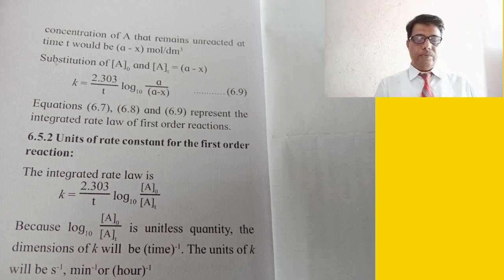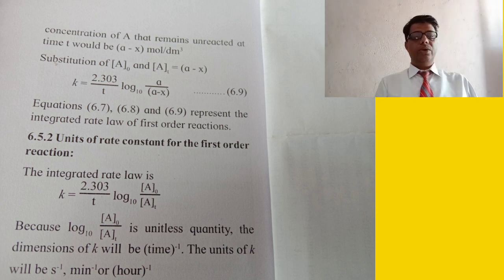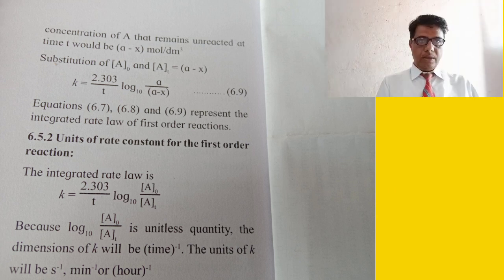So we can write three equations. First one, k is equal to 2.303 upon t log to the base 10 A_0 upon A_t. This is the first form. Second form, in exponent form, A_t is equal to A_0 into e raised to minus kt. This is the second form. And third, k is equal to 2.303 upon t log to the base 10 a upon a minus x. These are the three forms, or three equations, which represent the integrated rate law for the first order reaction.